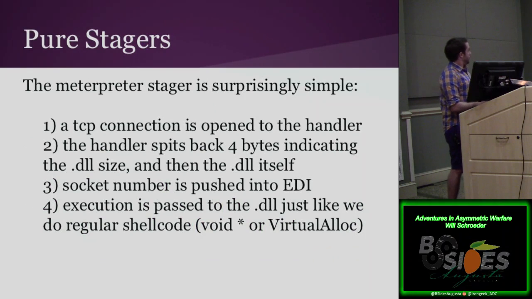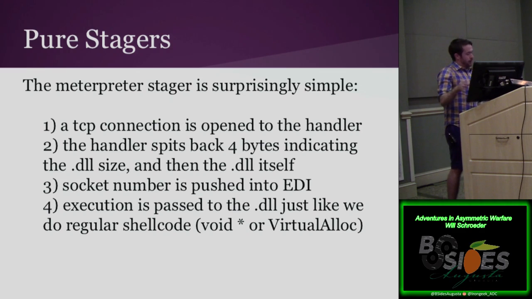You open up the TCP connection back to your Metasploit handler. The handler spits back 4 raw bytes that indicate the size of the DLL. This is the interpreter DLL itself. This is actually what's running in memory of the machine after you pop it. It spits that back, then it spits back the full interpreter DLL.